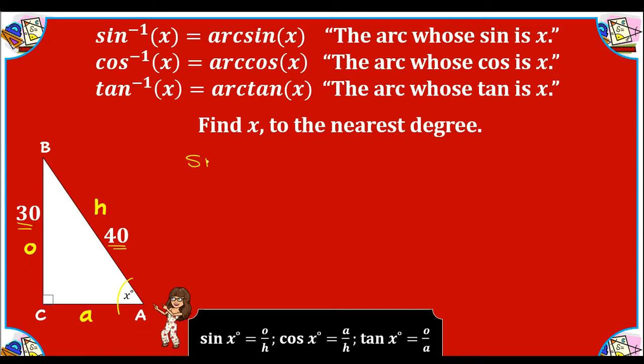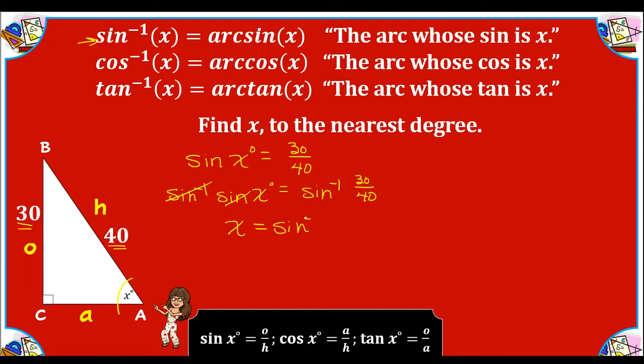So we're going to set it up just like we did in the previous lesson. The sine of some angle measurement is equal to 30/40. Now, we need to undo sine, so we use the inverse of sine, sine to the -1 of x. Whatever operation we do to the left, we also have to do to the right side. The inverse of sine undoes sine, so now we just have x is equal to the inverse of sine of 30/40.